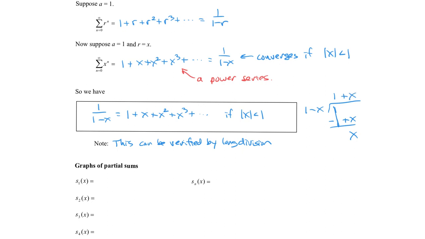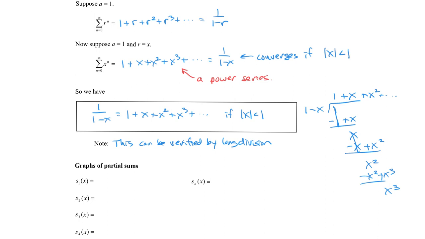And then x times 1 minus x gives me x minus x squared. And then, of course, we subtract. So you get x squared, and you can kind of see what's going to happen here. Then we have a plus x squared. Then we have x squared minus x cubed. We subtract. And we just keep on going. So you can verify it by long division if you want to.